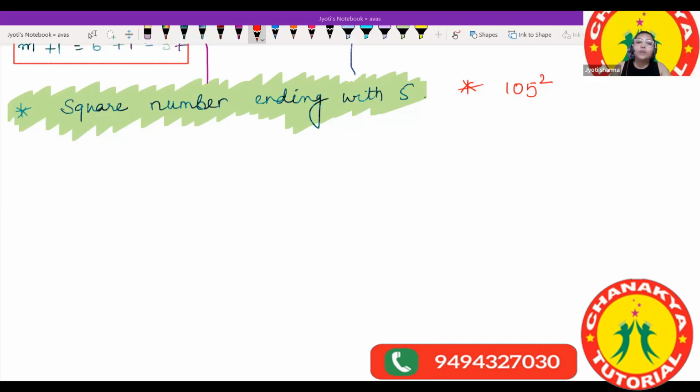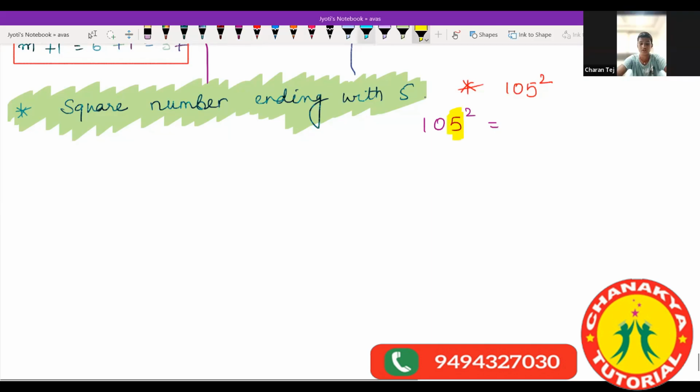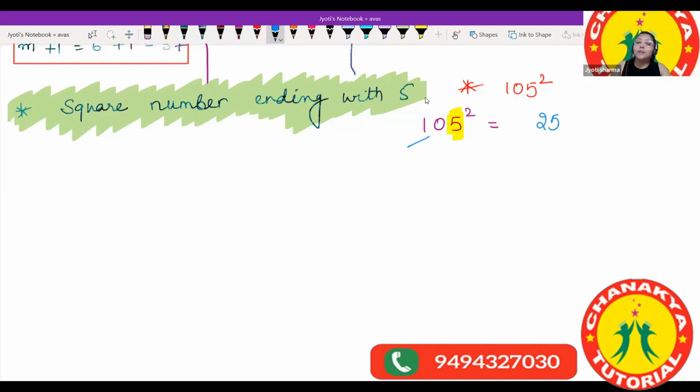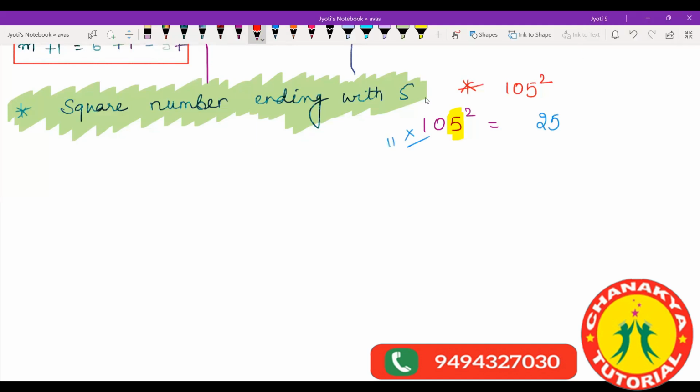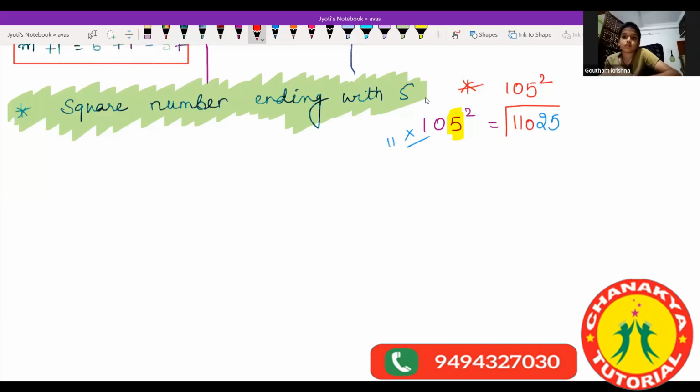All right. So how did we learn? 105 square. So we will do the square of 5. What is 5 into 5? 25. All right. Now let's multiply this 10 by 11. So what is 10 into 11? 110. So this is your answer.